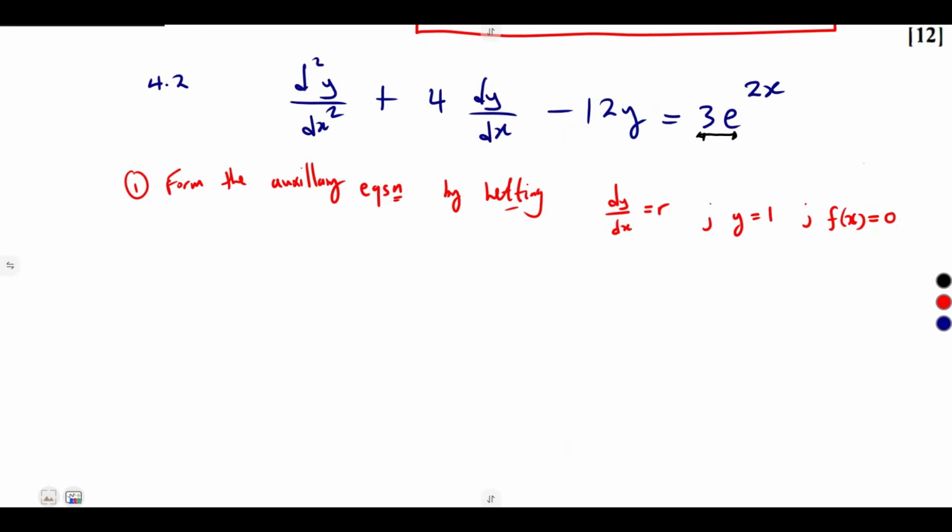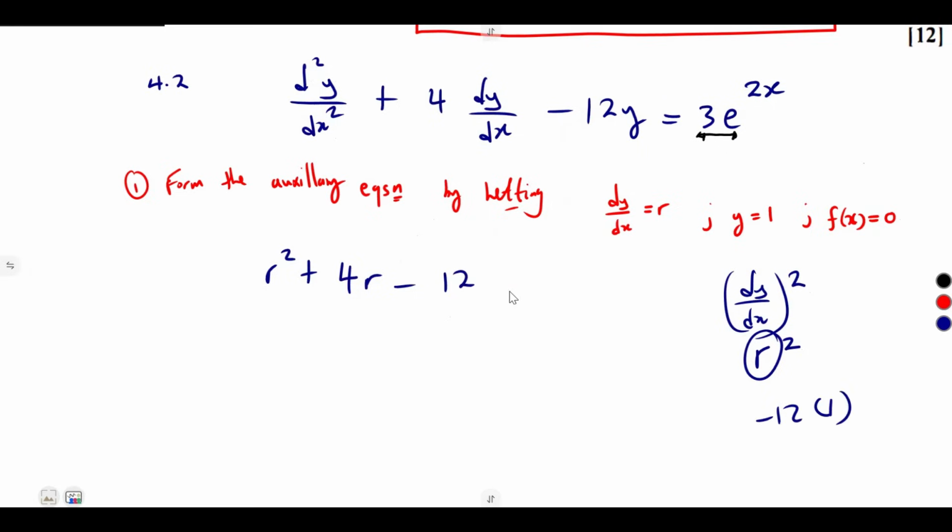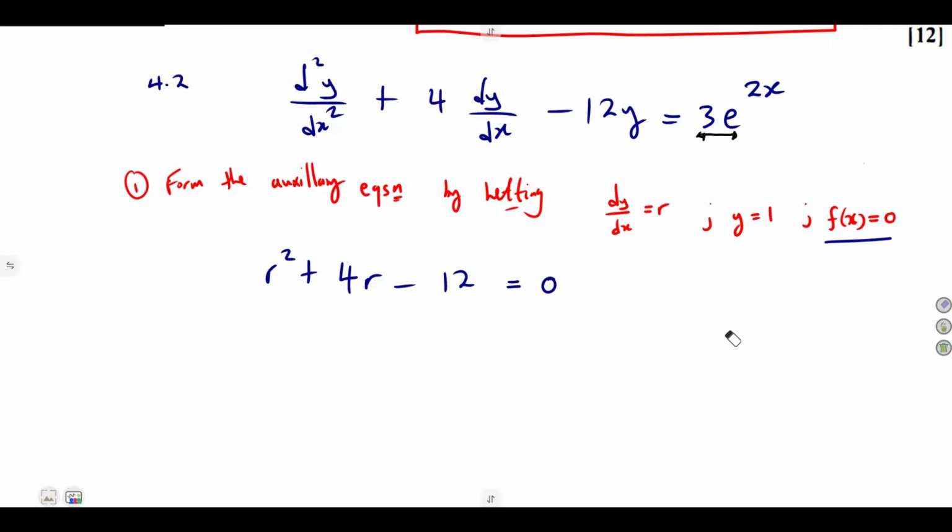It means where I see d squared y over dx squared, it is r squared. Remember, dy/dx is represented by r. So you're going to have r squared plus 4r, minus 12 times y, and remember y is 1, so that's minus 12, and that's equal to 0. Remember, the whole part of our f of x is now equal to 0. So we have formed an auxiliary equation that must be solved.